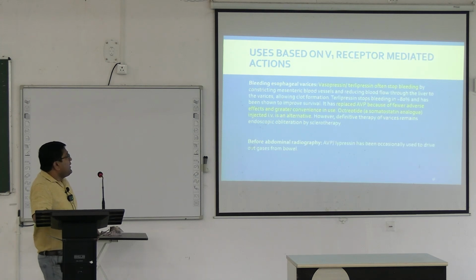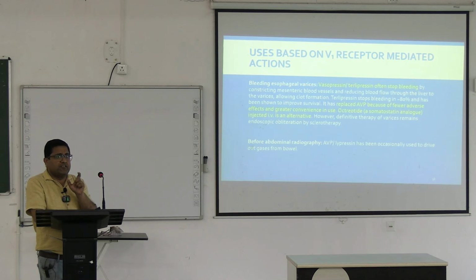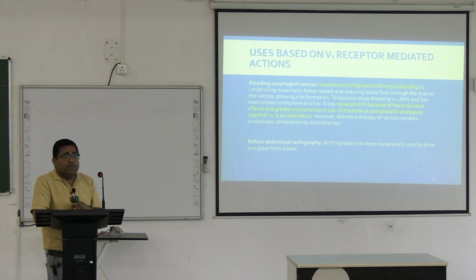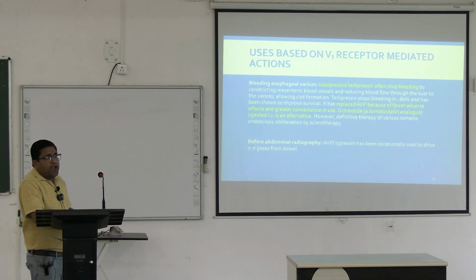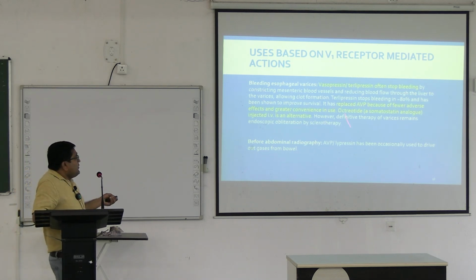Now, coming to the bleeding esophageal varices, it is a V1 receptor mediated action. How does it stop bleeding? It causes mesenteric vasoconstriction, and thus the blood supply to the liver is decreased. So there is less bleeding from the esophageal varices. It has replaced AVP because of fewer adverse effects and greater convenience in use.